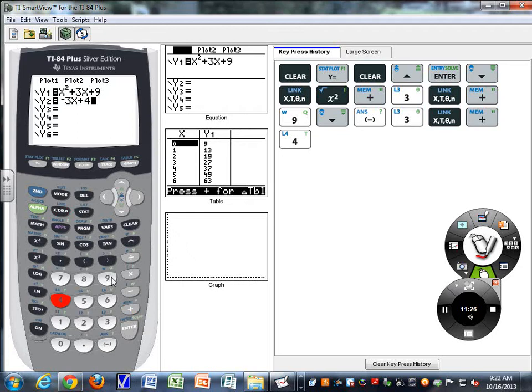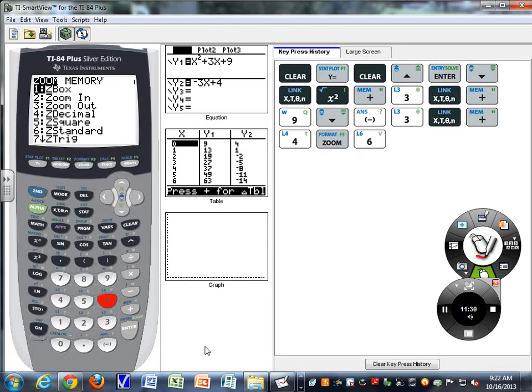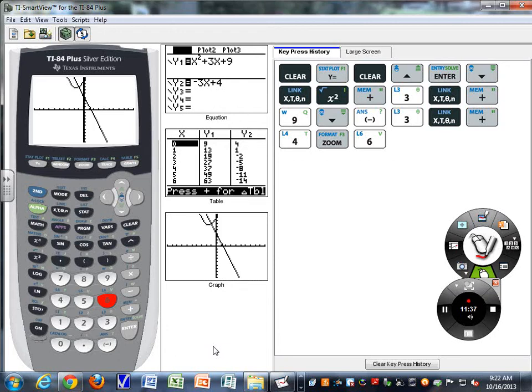All right, now before I push graph, I'm going to go zoom, and I'm going to choose choice 6, the standard window, the 10 by 10. Not because I think that's the best, but because the last thing I graphed was stats, which would have been some crazy scale to fit my statistics. But now I at least have an idea of what's going on. Clearly, this isn't the best graph. I really don't need to look at any of this stuff over here. I really need to see where the line is intersecting the parabola.